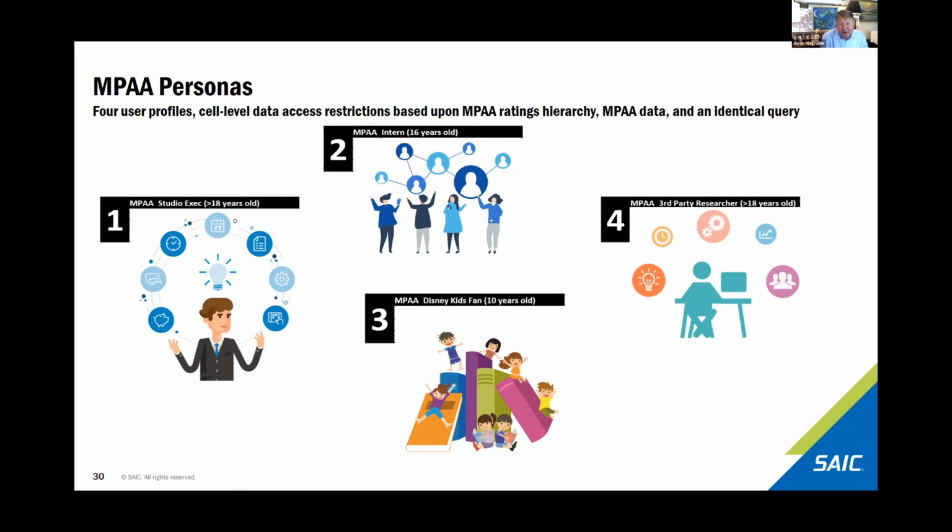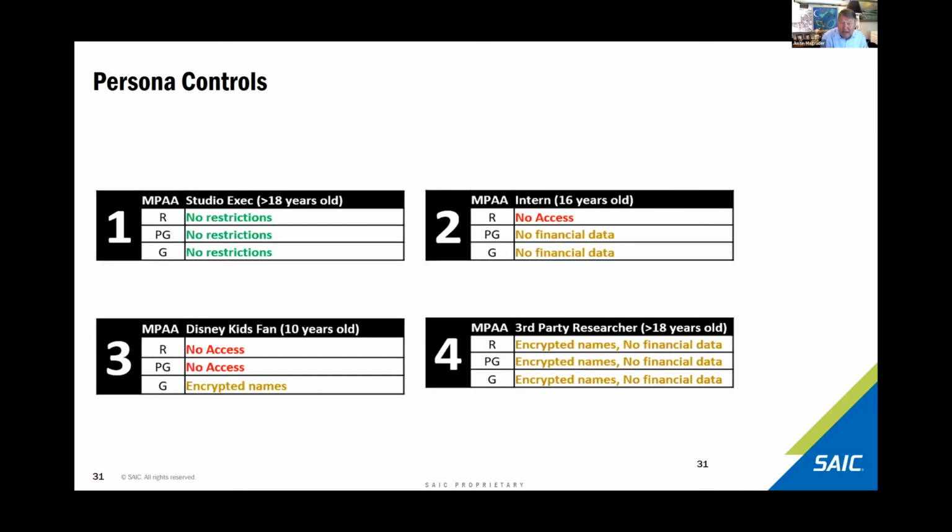And then finally, the fourth persona is an adult, but a third-party researcher who may pay for access to the database and who might have some restrictions based upon the fact that they're a third party, potentially a competitor, or someone who may not have need for or right to access the larger data set. So we came up with the 4 personas, and then we decided that we would need to apply these ratings criteria that Daniel described to each of the personas.